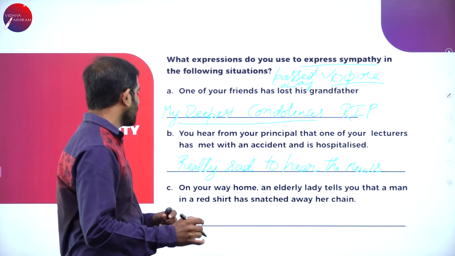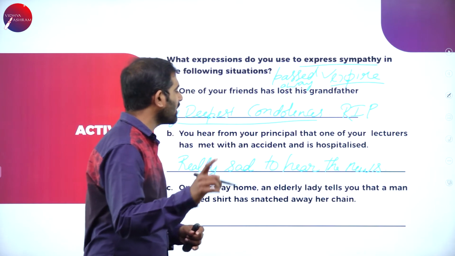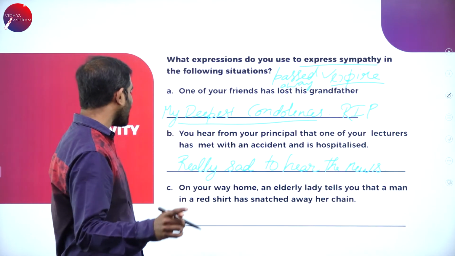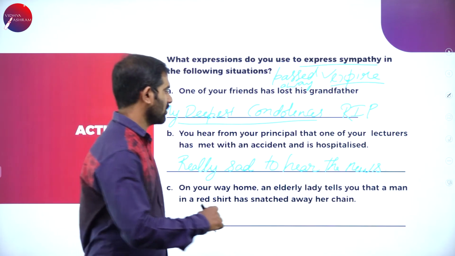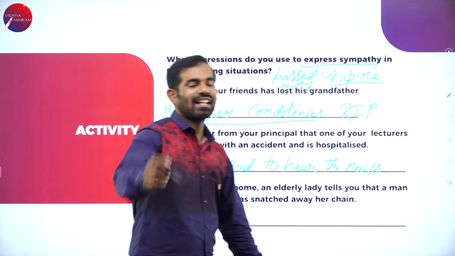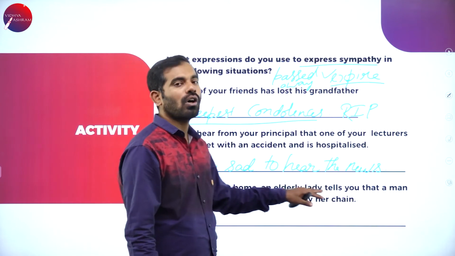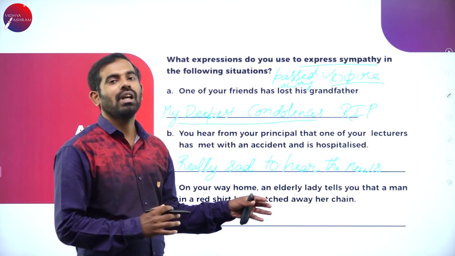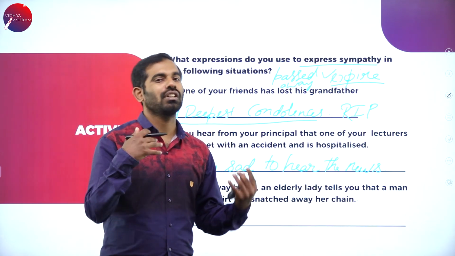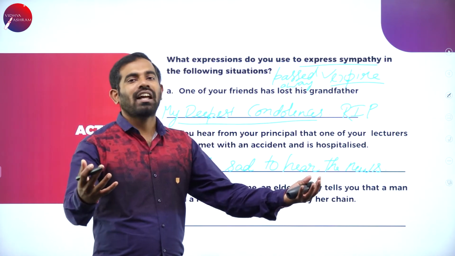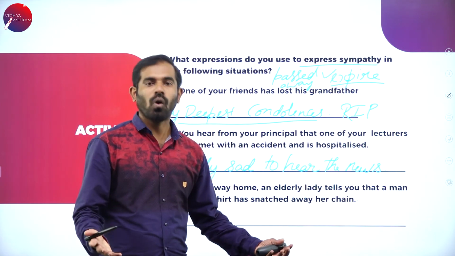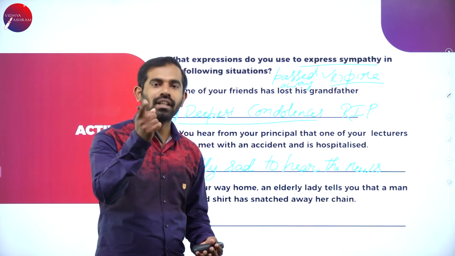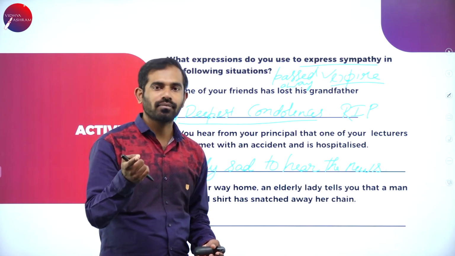So the third one, on your way home, an elderly lady tells you that a man in a red shirt has snatched away her chain. Chain snatching. When you are on your way back home, an elderly woman comes and tells you somebody has snatched my chain. How do you respond to it? You cannot say, oh really, you lost it. That is the reason we tell you don't wear gold chain.